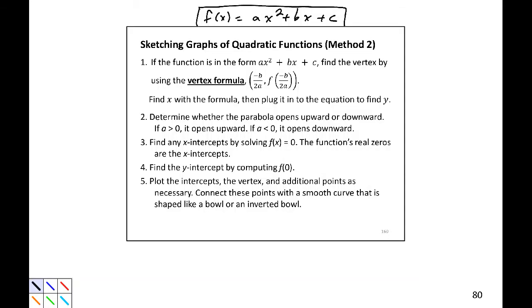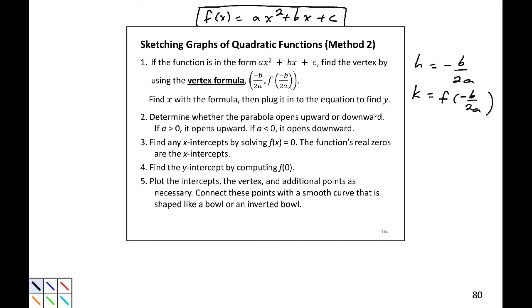If the quadratic function we are given is of the form ax squared plus bx plus c, often called the standard form, find the vertex by using the vertex formula, negative b over 2a. Oftentimes you see this written as x equals negative b over 2a. And we have the point f of negative b over 2a. I'm going to write this as y equals f of negative b over 2a. And you can also see this as h equals this and k equals this.